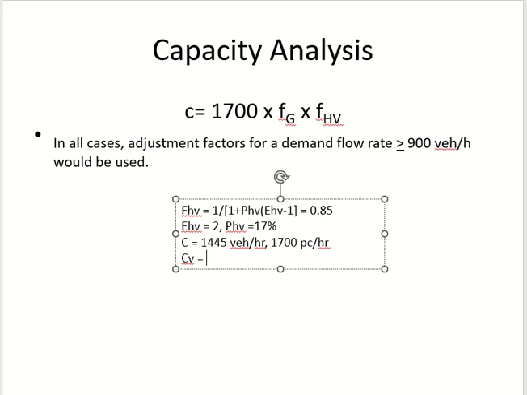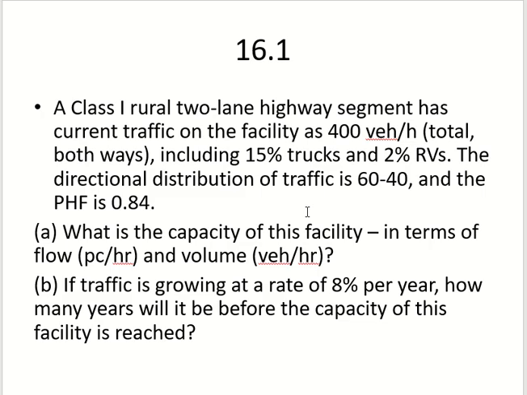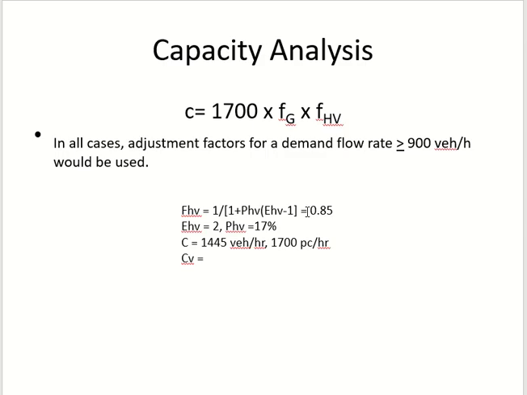Multiply by peak hour factor. Okay, peak hour factor is given here, 0.84. So I'll multiply both values by 0.84. How much? 1, 1, 3. Okay, and the other one, 1700.